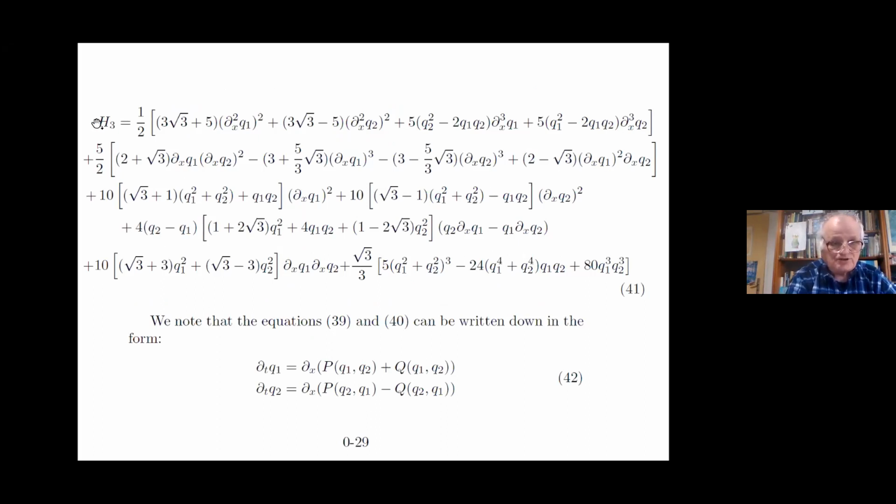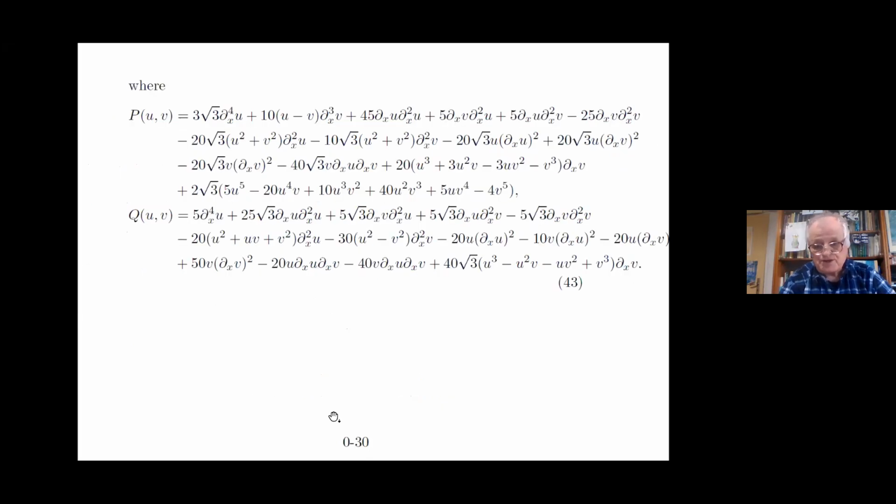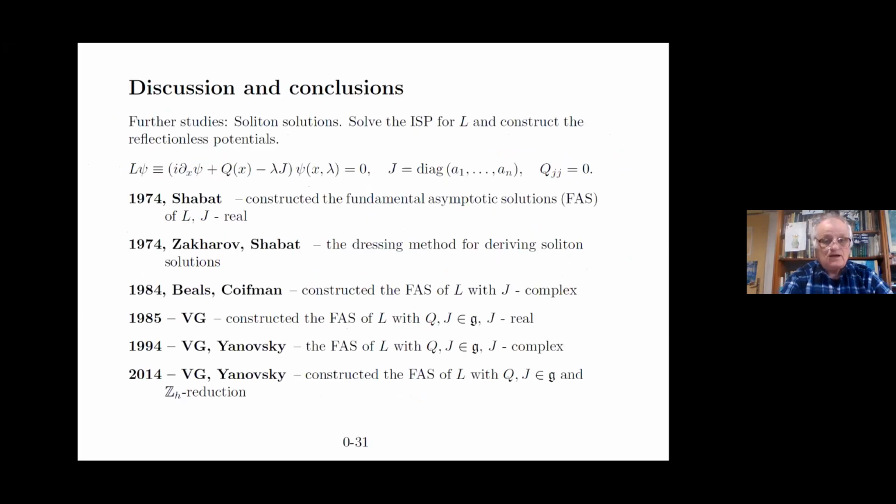The Hamiltonian of this system is given here. And we can write the same type of equations in another, also Hamiltonian-like form with 2 functions p and q. And now the functions p and q are given here.